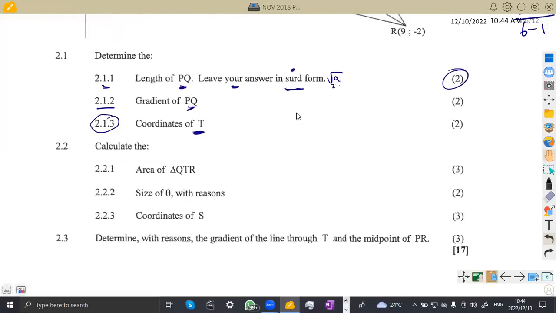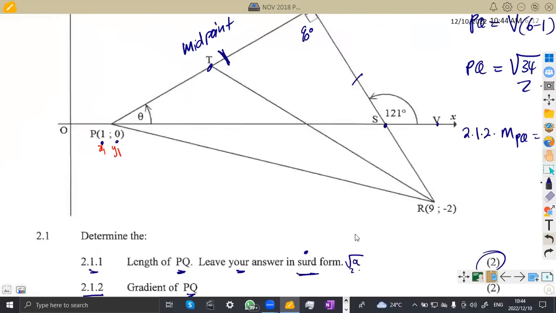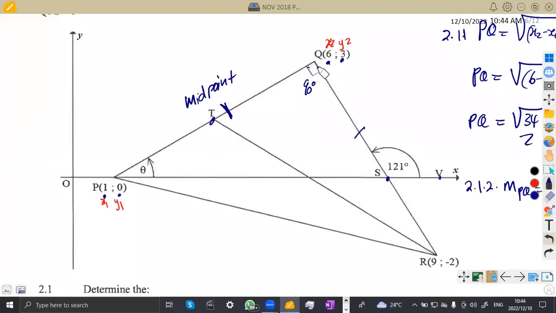Then on 2.2, we are now given, calculate the 2.21, the area of triangle QTR. Okay, let's check triangle QTR. That is from Q here to T and to point R. Okay, if we are to check the triangle that we are calculating the area, we can see that this is actually a right-angled triangle. All right, so that's a right-angled triangle in this case.